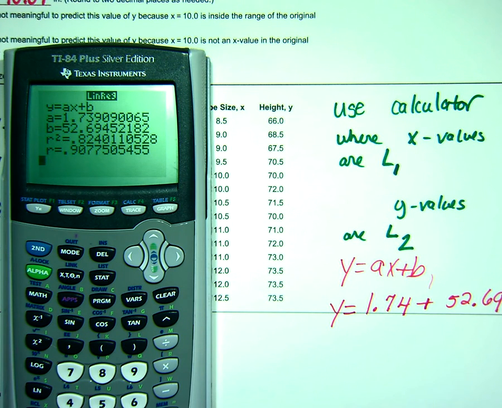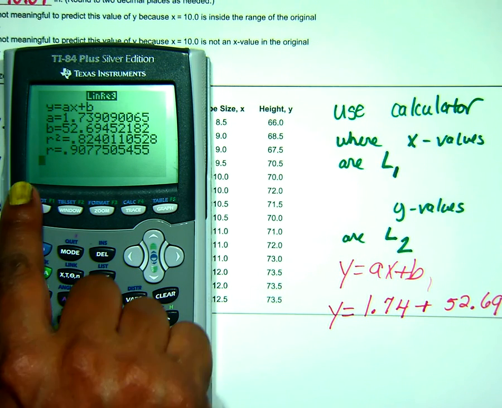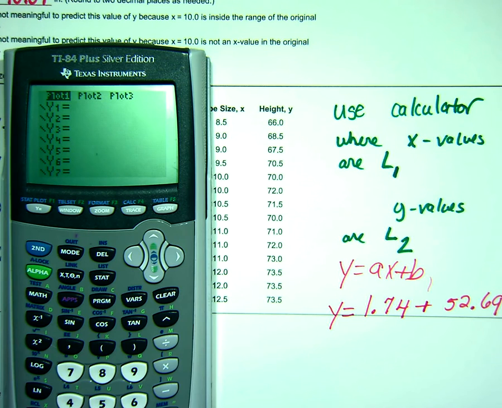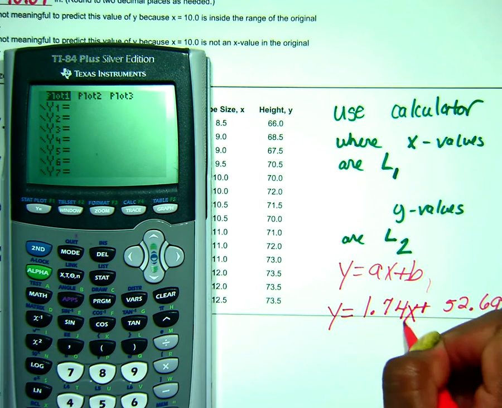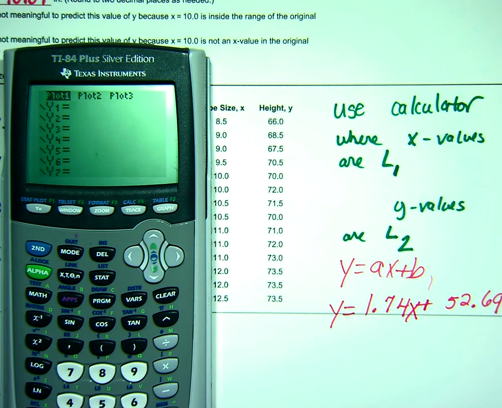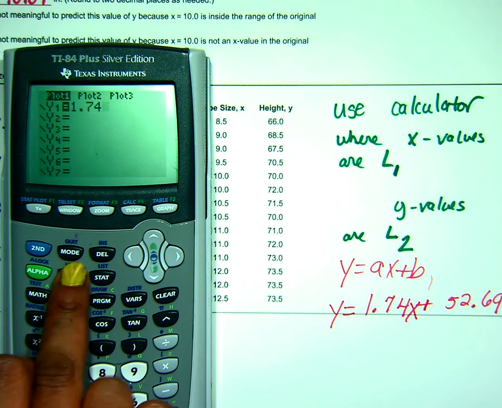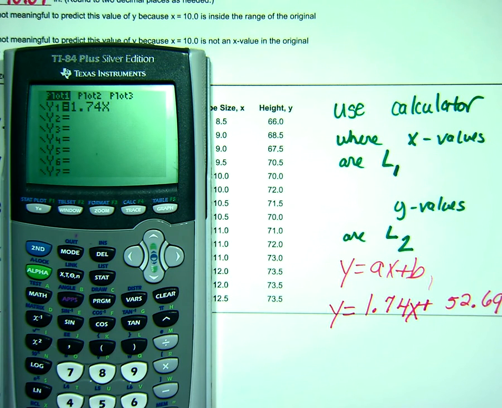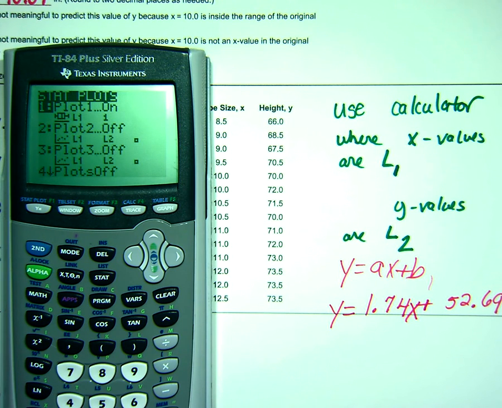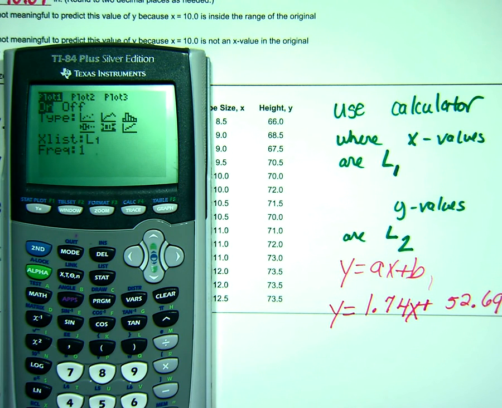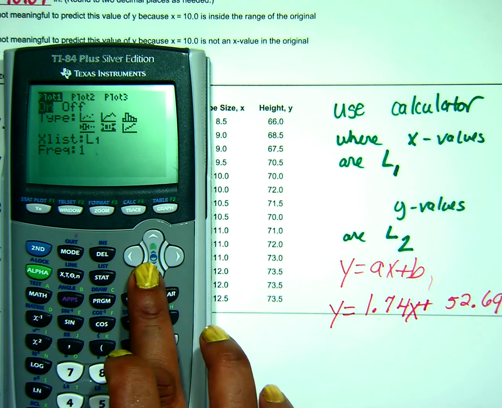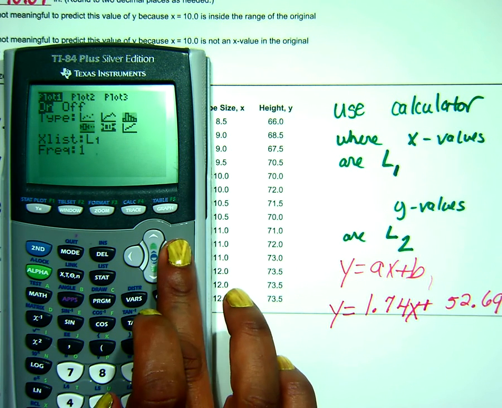Now we have to graph it. So make sure you write this formula down, or this equation. Because now I'm going to hit the y equal key, hit clear in case you have anything in it, and I'm going to type it in. I messed up my x. So I'm going to have 1.74 x plus 52.69, enter. Hit your second key, then y equals, hit enter again. That's to help with your plot. Notice how your graph is on. Using your down arrow key and your right arrow key.